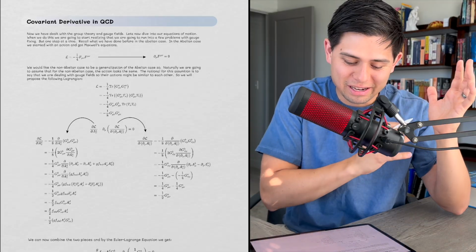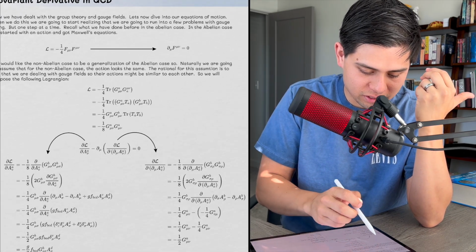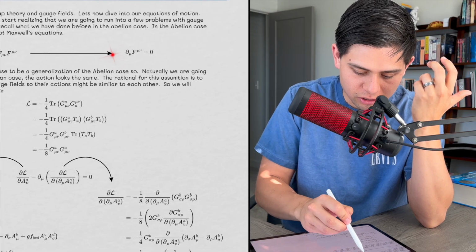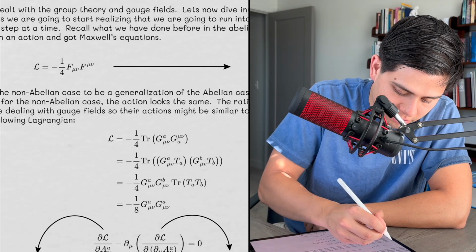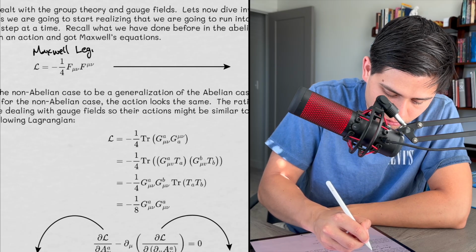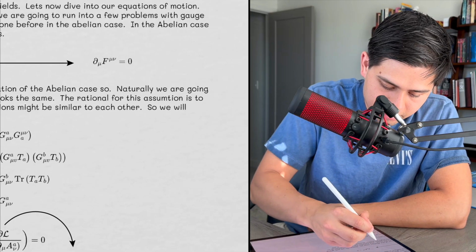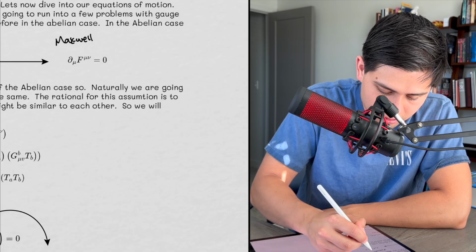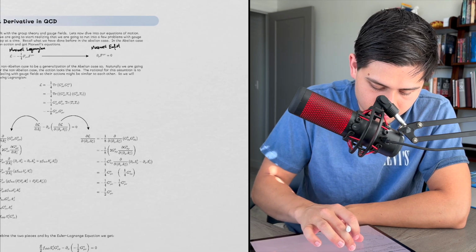But again, the idea here, I diverge a little bit, is that we now have this Lagrangian. This is our Maxwell Lagrangian. And this is our Maxwell equation of motion, right? So this is our Maxwell Lagrangian. I think Lagrangian is spelled with an A there. And this is our Maxwell equations of motion, E of M.